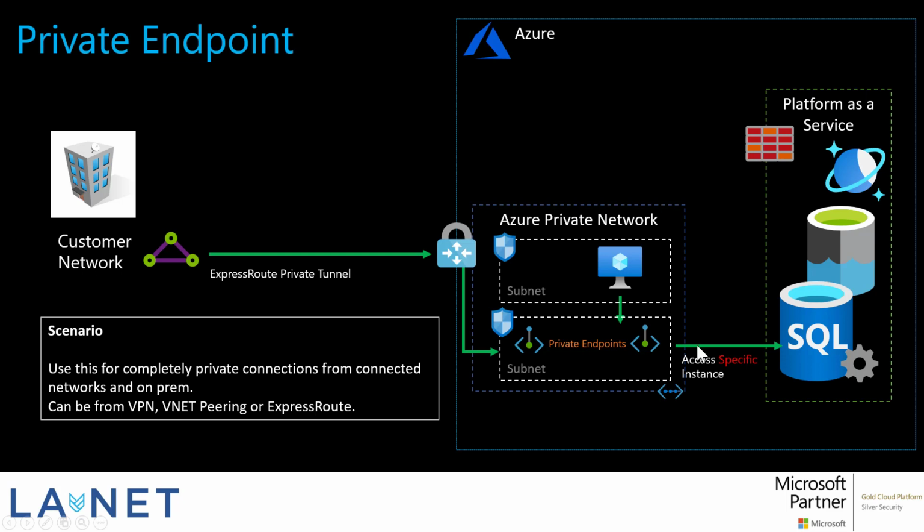To control access to those instances in these private endpoints, you can use something called network security groups, or NSGs. It works at the layer 4 network level, so you kind of control port, protocol, source and destination. So that gives you some additional control there.